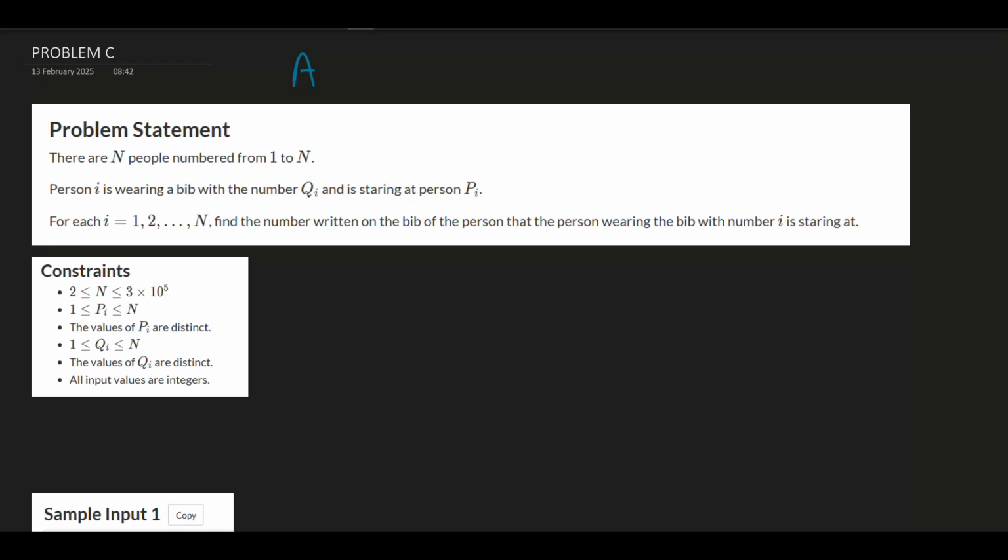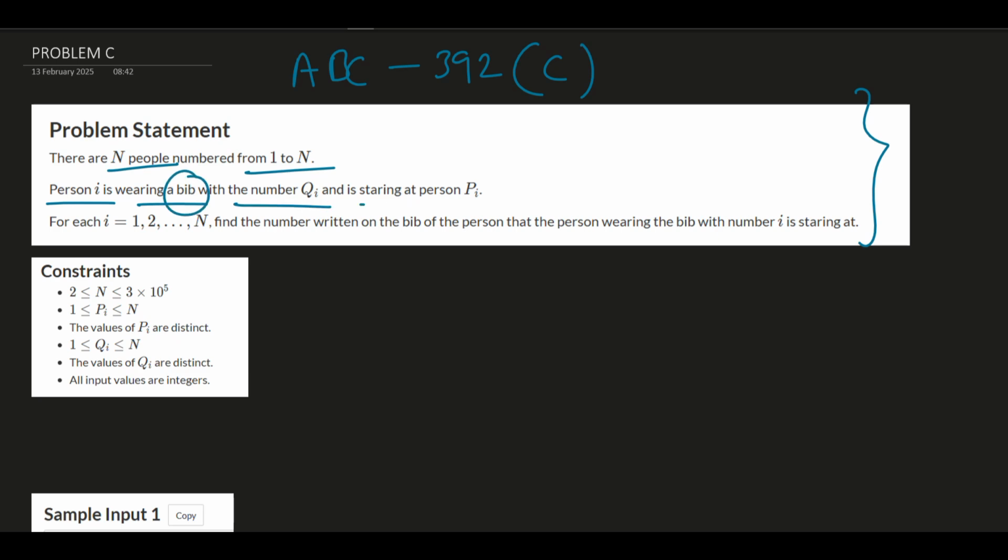Hello everyone, today we are discussing AtCoder Beginner Contest 392, and we are discussing the third problem of it, the C problem. So the problem statement is given here. The problem statement states that we are given N people numbered from 1 to N. So there are N number of people. Person i is wearing a bib with the number Qi and is staring at the person Pi.